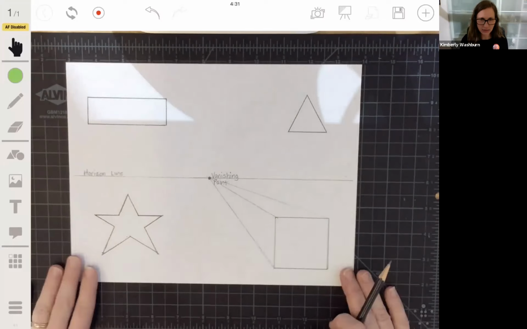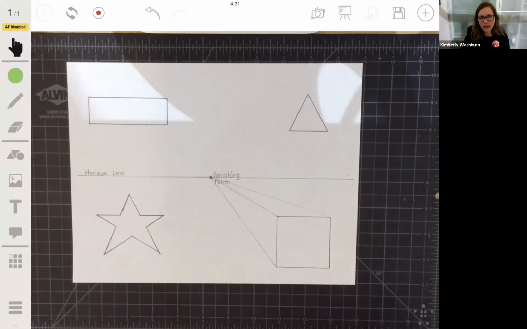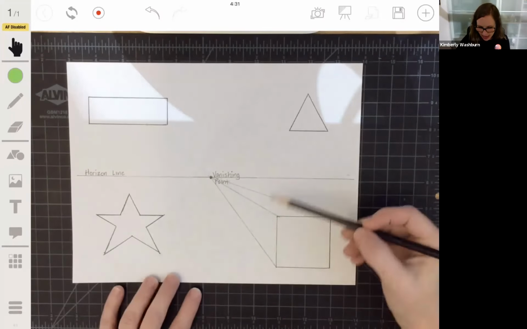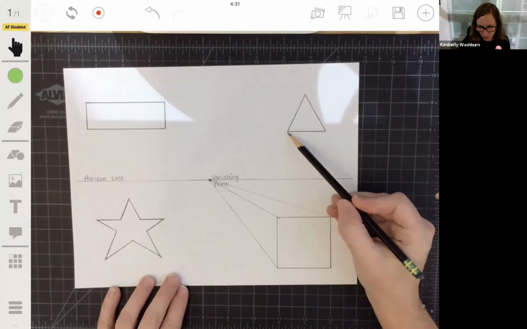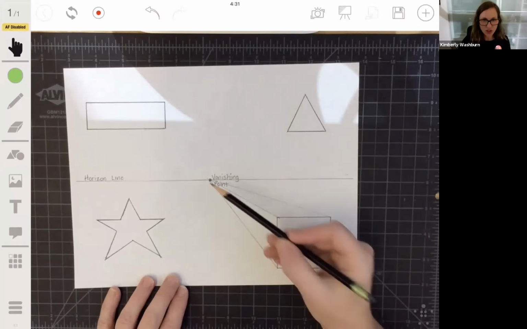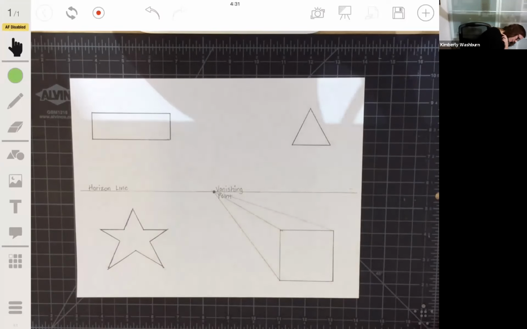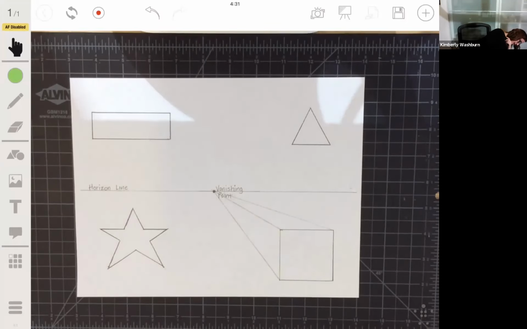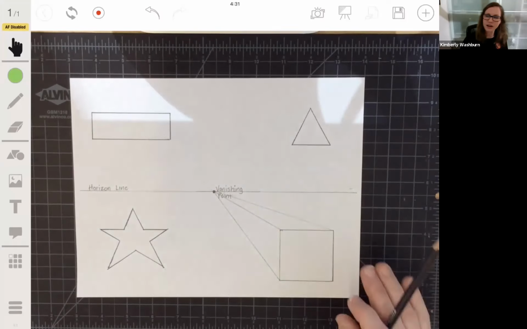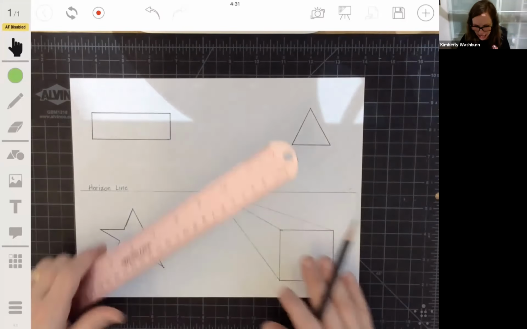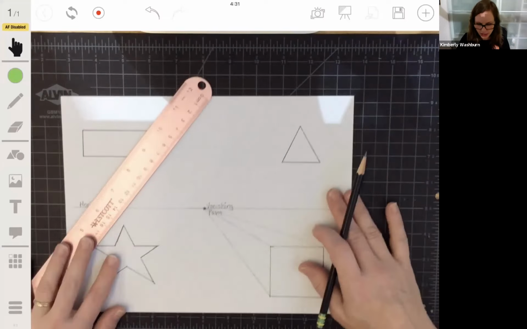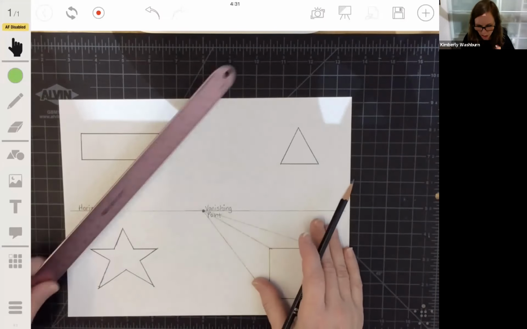So it's that easy. Now, you can keep connecting these points on your different shapes to the vanishing point to create a 3D shape. Hold on, I just dropped something. Okay. Sorry about that.